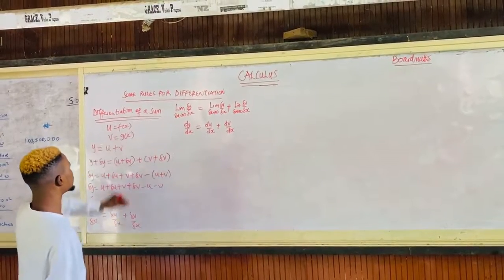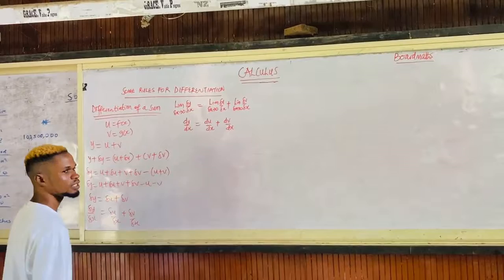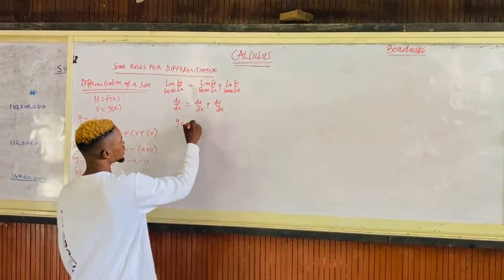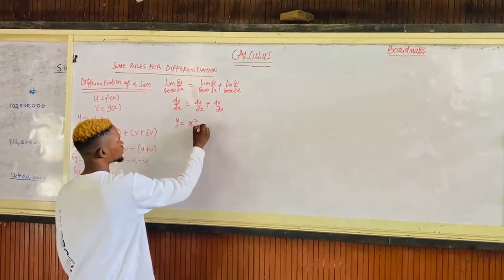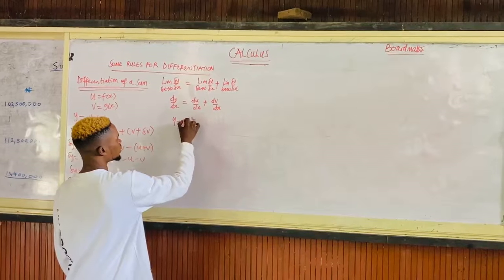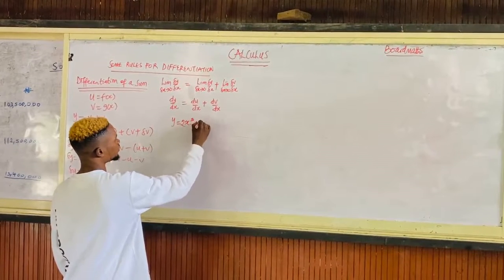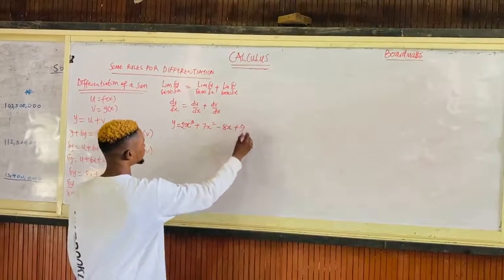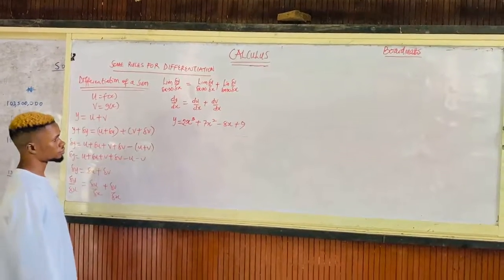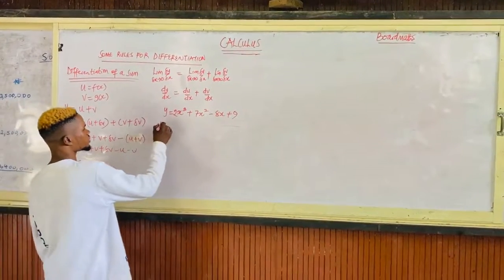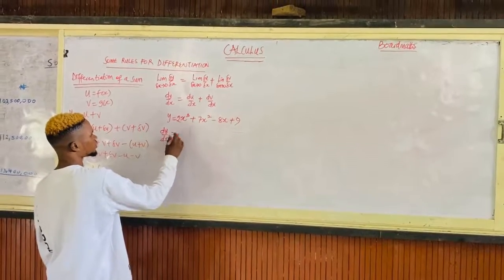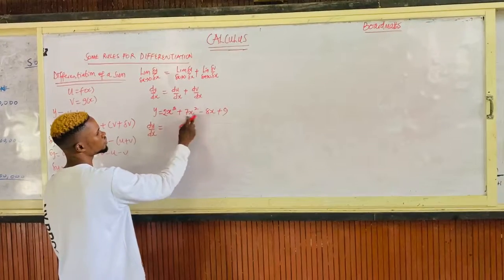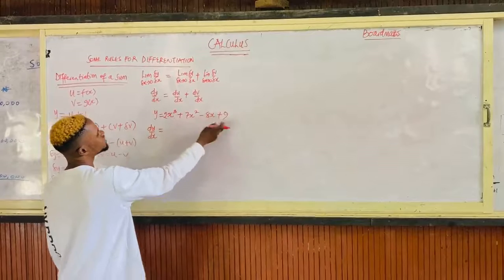Now let's take an example on how to differentiate a function using this method, differentiation of a sum. Let's say y is equal to 2x raised to power 3 plus 7x squared minus 8x plus 9. Now find the derivative coefficient of this function. So that means dy/dx. Here we have u, v, w, z.